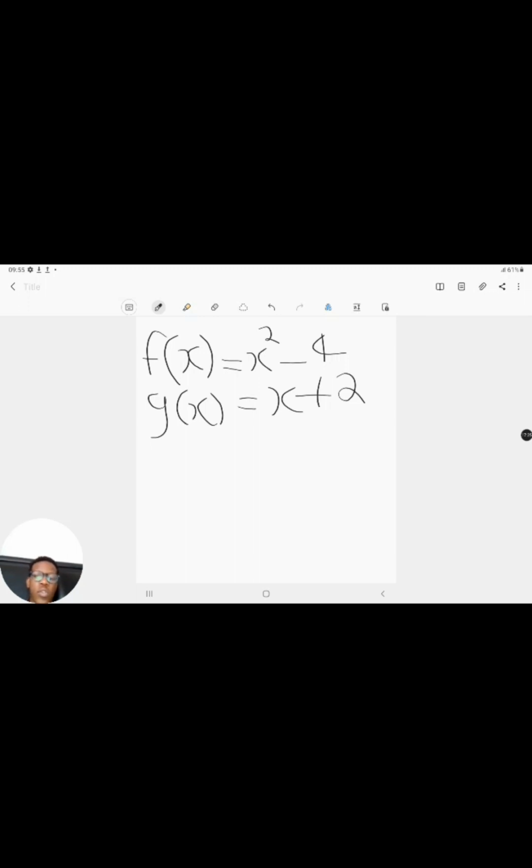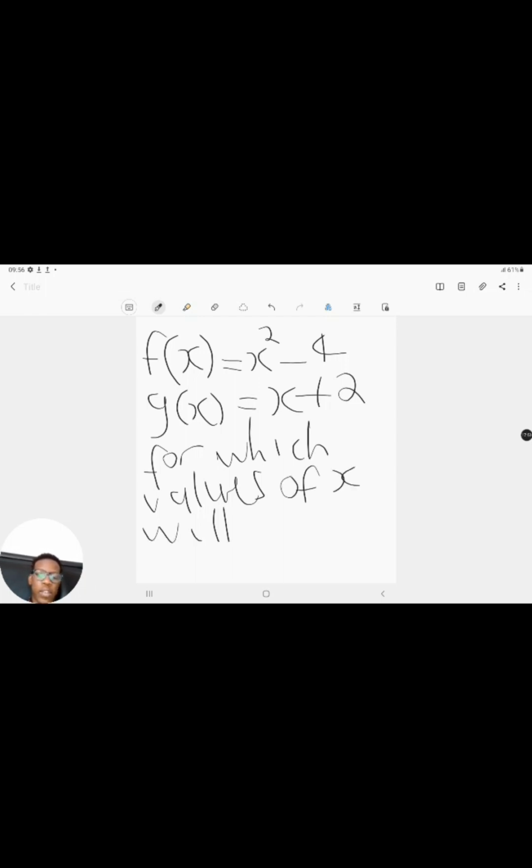For which values of x will f of x be greater than g of x?